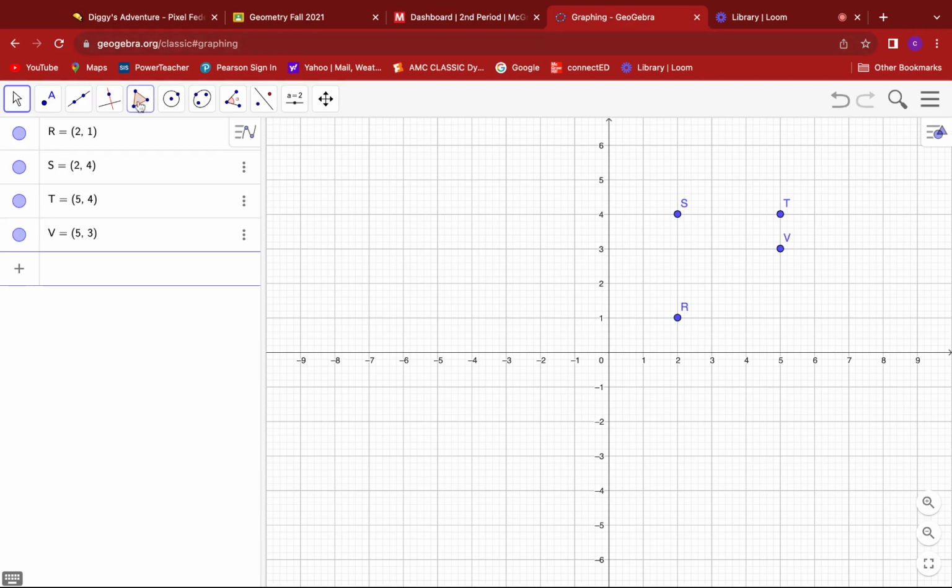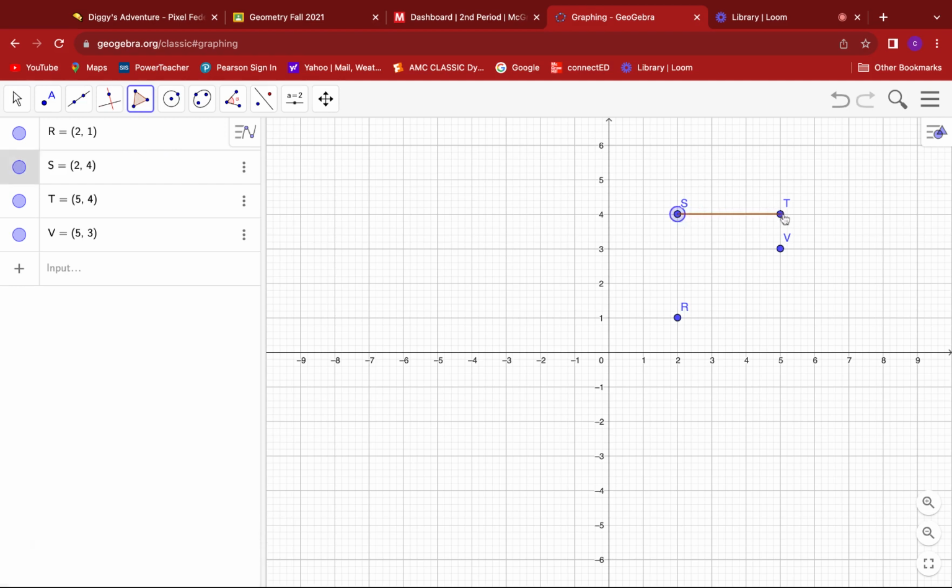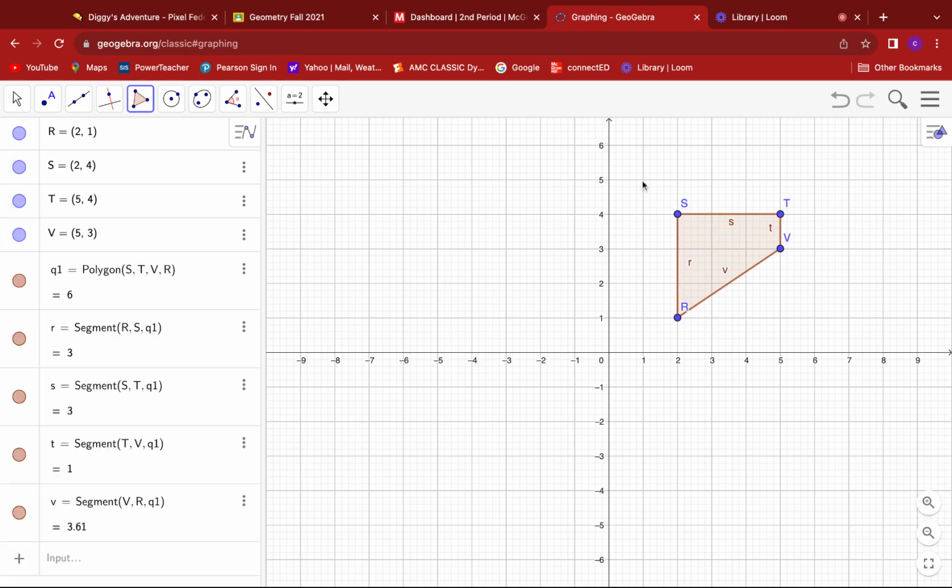All right. I'm going to connect it with a polygon. So I'm going to go to the 5th icon over, click on polygon, and I'm going to connect one right after the other to make this trapezoid looking shape. All right, first off, I know it's a trapezoid because SR and TV are parallel lines, and ST and RV are not. As you'll notice, GeoGebra gives me the distance of all of these. So the distance from S to T was 6, as you can see, and it just goes around.